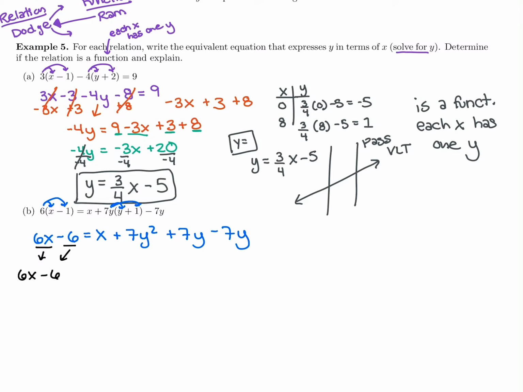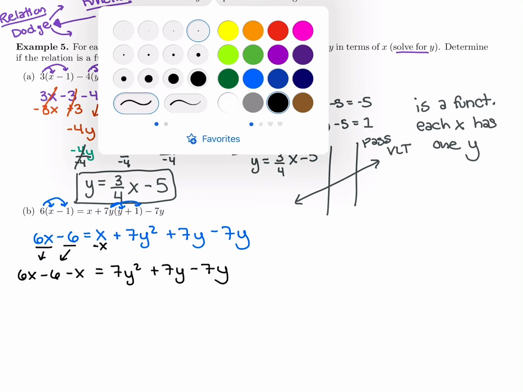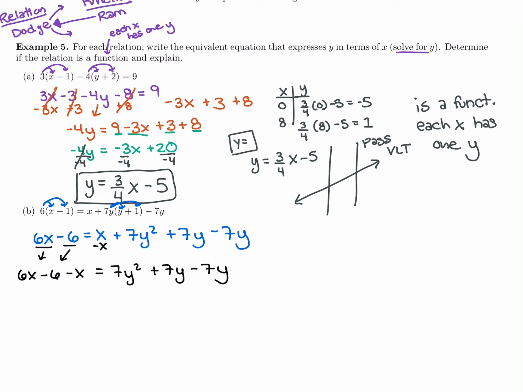First thing I have to move is this x. So I'm going to subtract 1x from both sides. And then everything else on the right is already a y. So I'm good to go with the 7y squared plus 7y minus 7y. And now I see there's some like terms that I can combine. So on the left here, I have a 6x and a minus x. So 6x minus 1x is going to leave me with 5x.